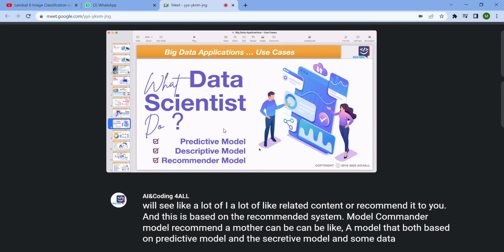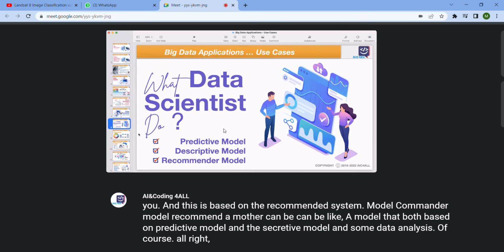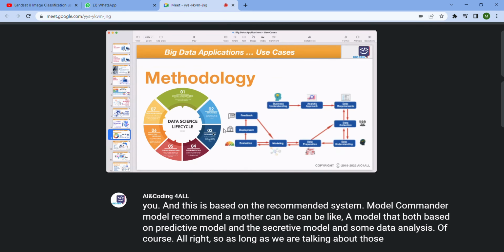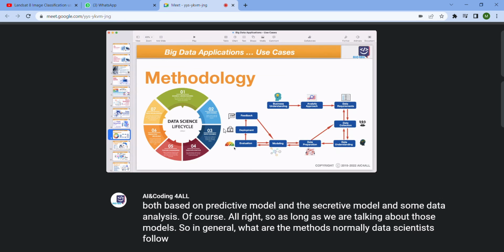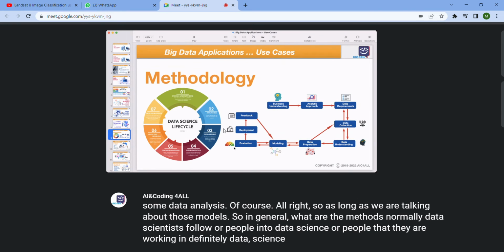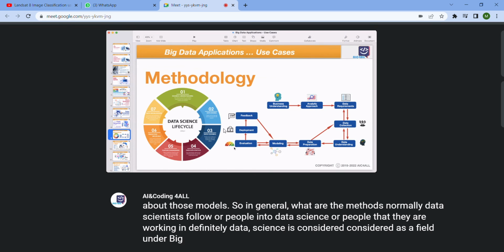A recommender model can be built based on a predictive model, a descriptive model, and some data analysis, of course. All right, so as long as we are talking about those models, what are the methods data scientists normally follow? Definitely data science is considered a field under big data.